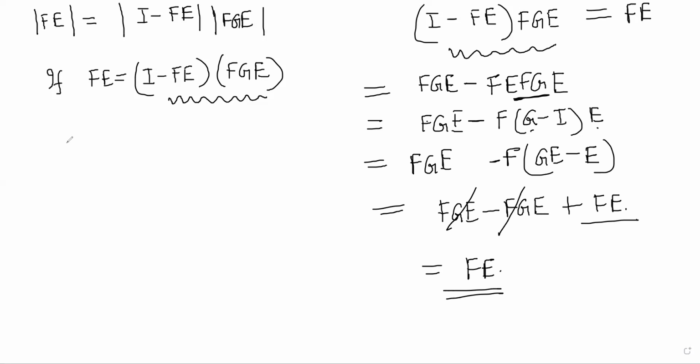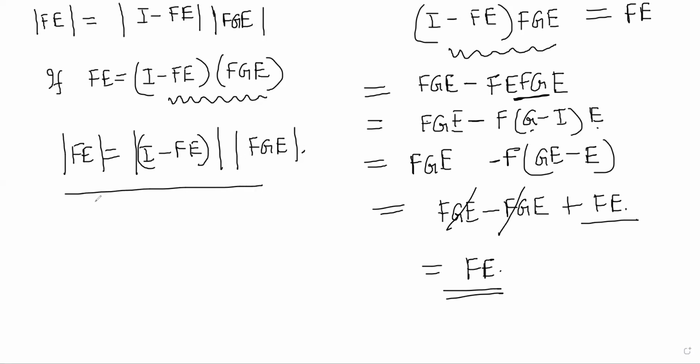So obviously, if I take det on both sides, det of FE will be equal to det of I minus FE multiplied by the det of FGE. So option 1 is also correct. Option 1 is correct. Option 3 was correct. Option 2 and option 4 were incorrect. And you understand how we are utilizing the fact that G was invertible.